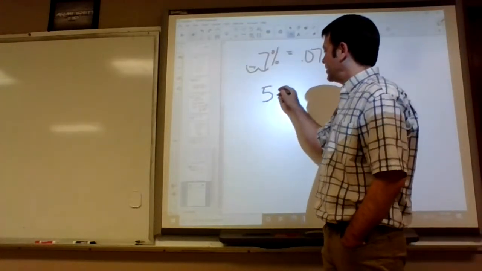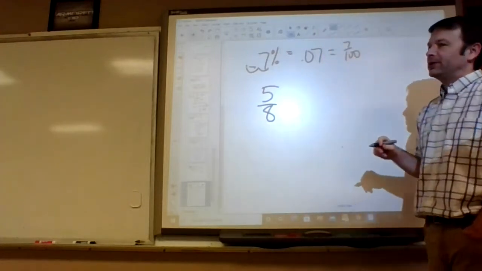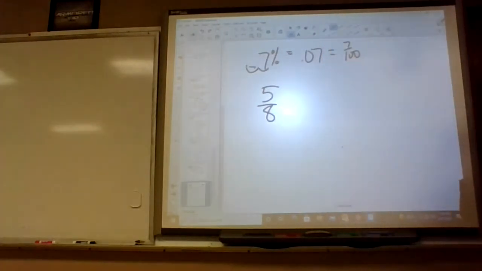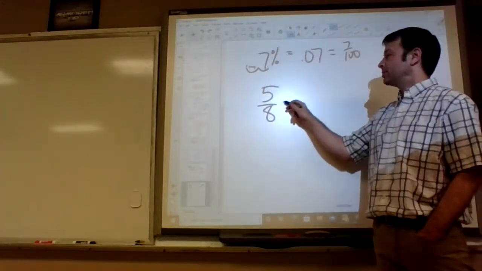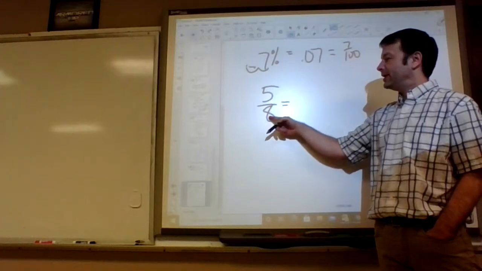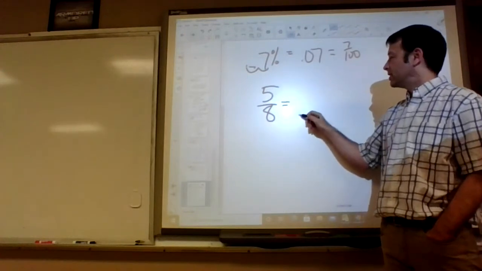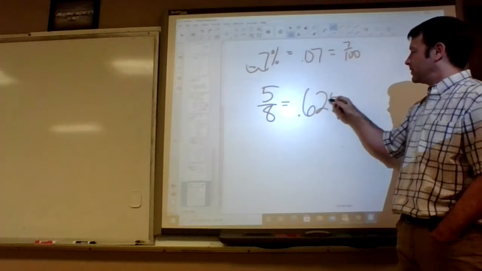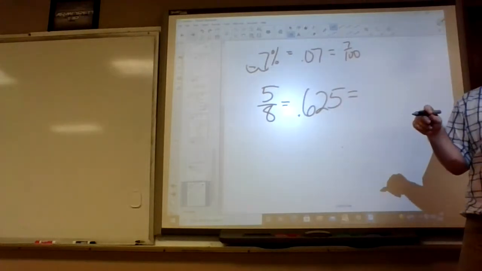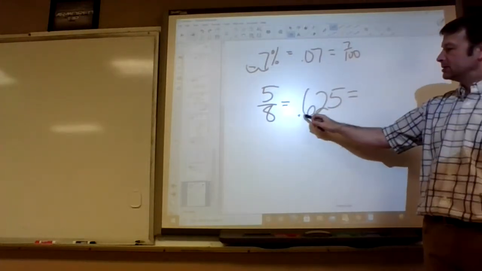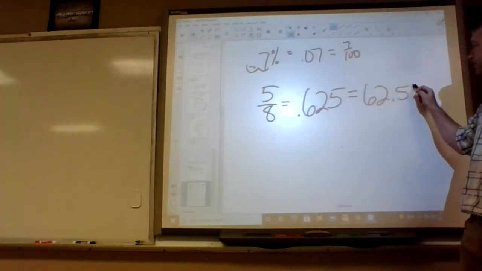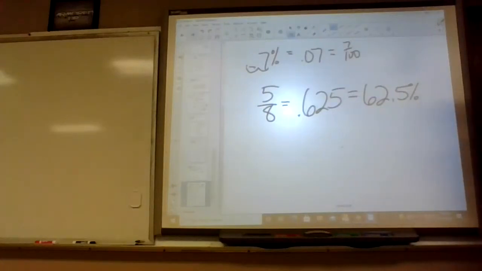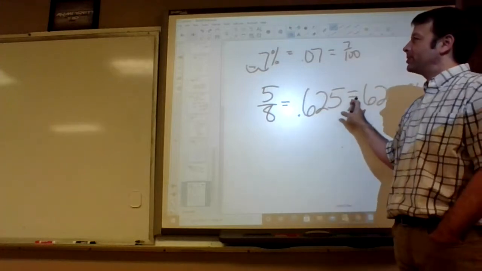Okay, this is the part that got the other class. 5/8. Let's start with decimal, because once we get a decimal, it's easy to change it to a percent. So how do I turn 5/8 into a decimal? Divide 5 divided by 8. Okay, you should get 0.625. And then what's that as a percent? 62.5%. Move the decimal twice. All right. Hopefully that is in your brain, because that part is review.